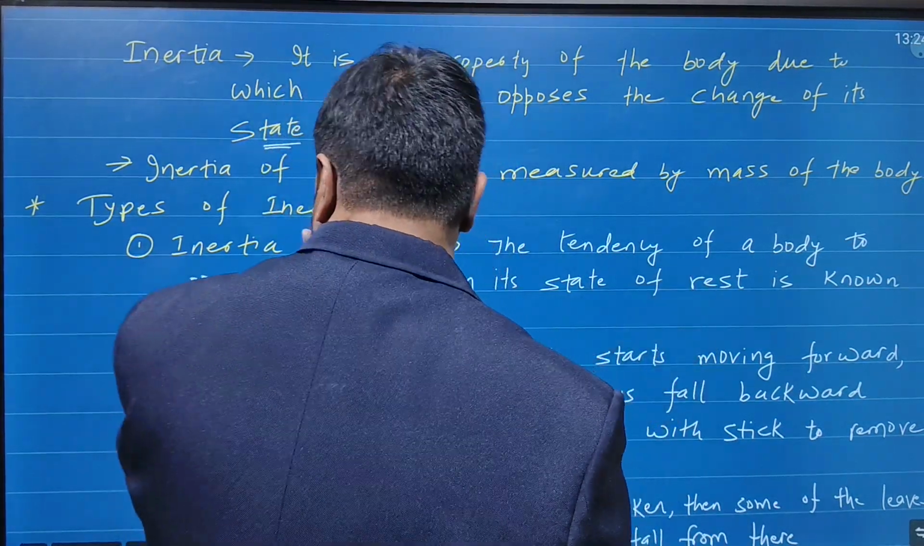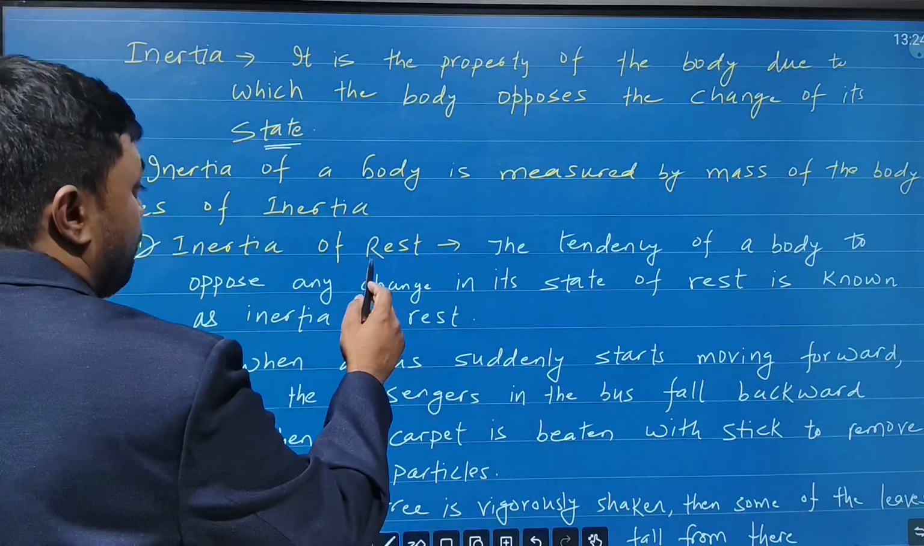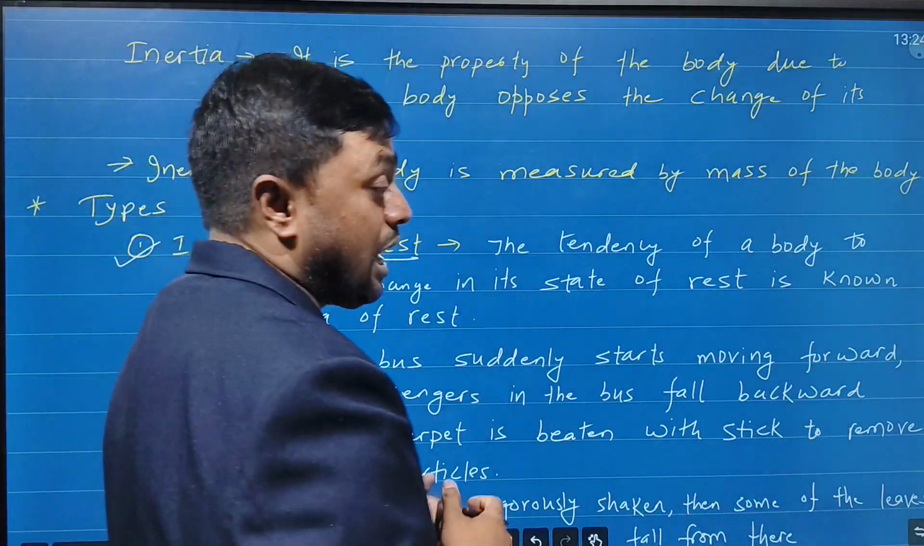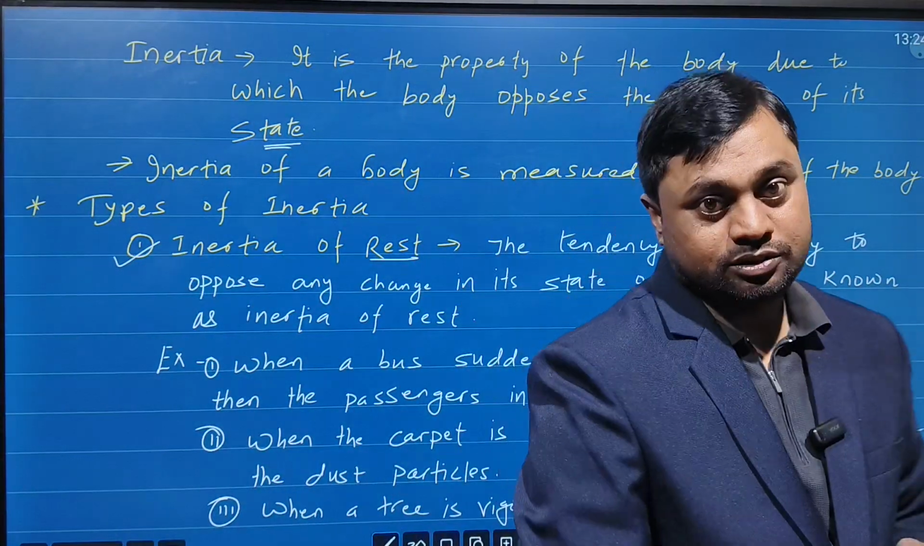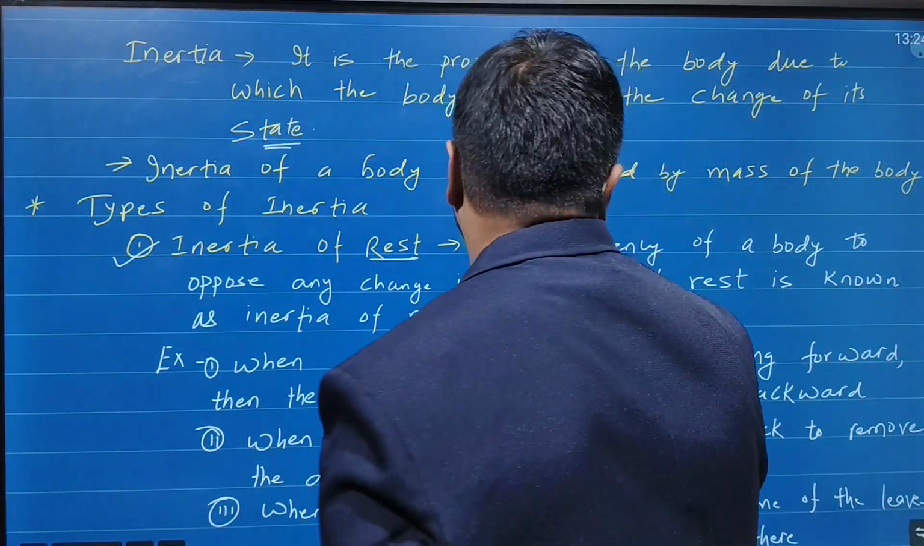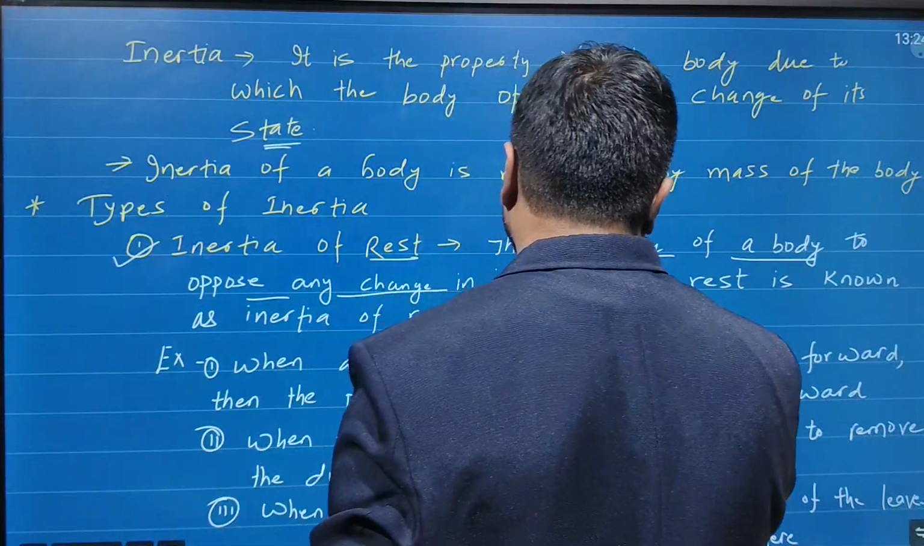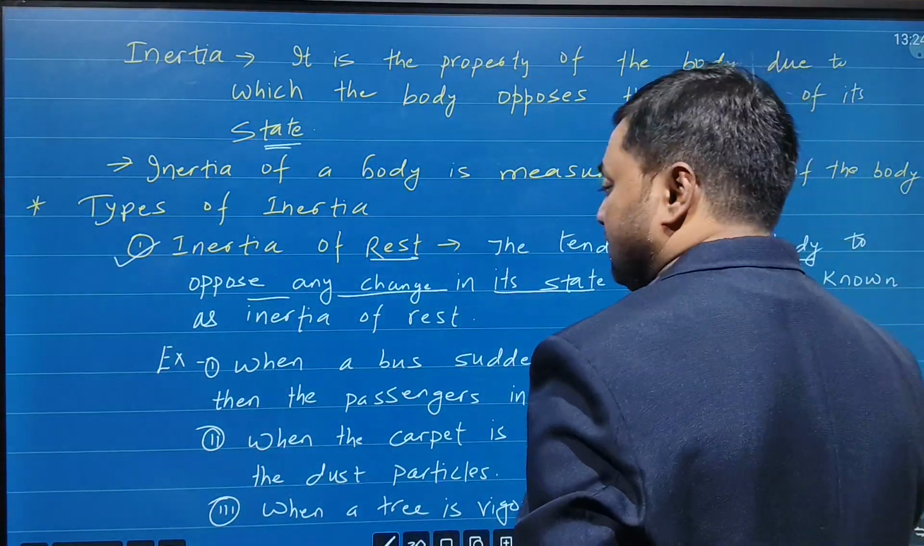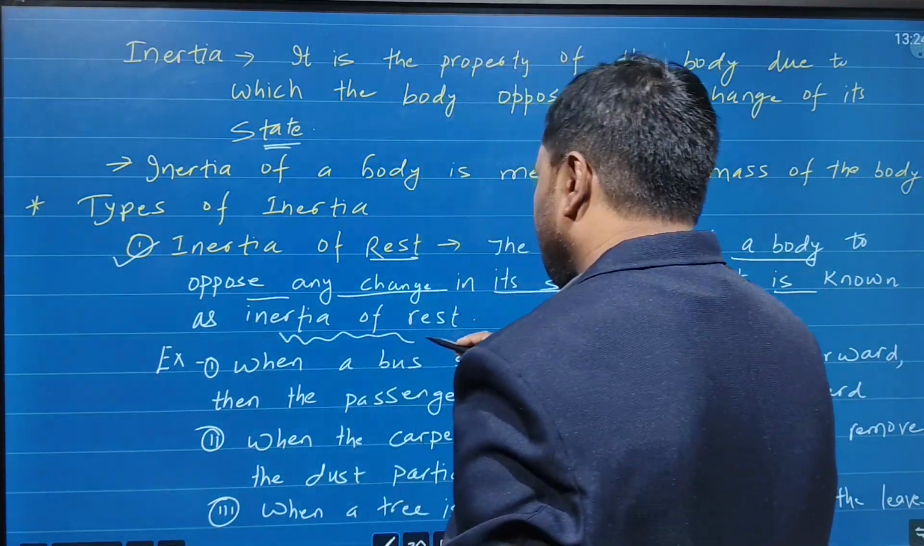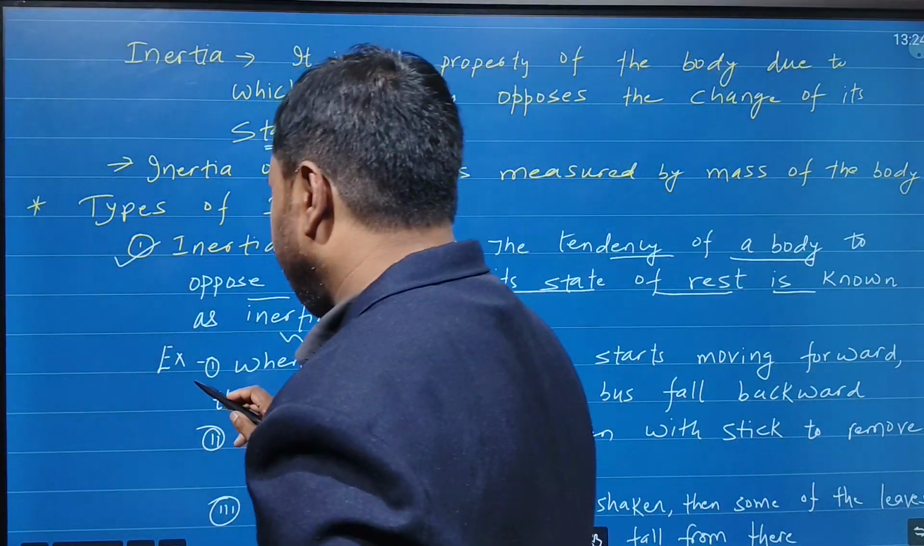So inertia is basically of three types: inertia of rest, inertia of motion, and inertia of direction. Inertia of rest means what? The tendency of a body to oppose any change in its state of rest is known as inertia of rest. We have observed this also in our day-to-day life.